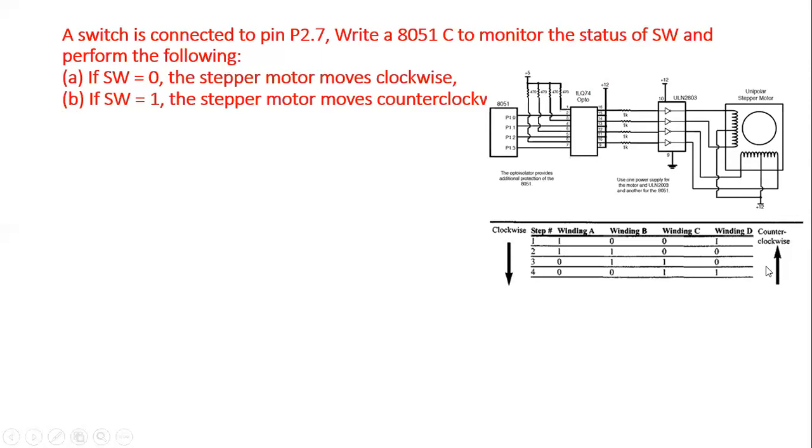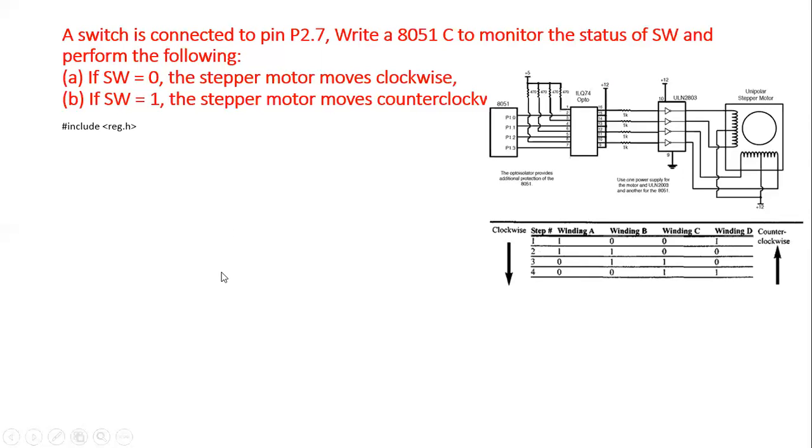Whereas in anti-clockwise direction, if you are starting from step 3, then the next sequence will be 2, then 1 and 4. Got it? So like this in anti-clockwise direction we are going to have the values. In clockwise direction we use ascending order, and in anti-clockwise direction we follow descending order. Now all that we have to do is write a program to send these values to the stepper motor.